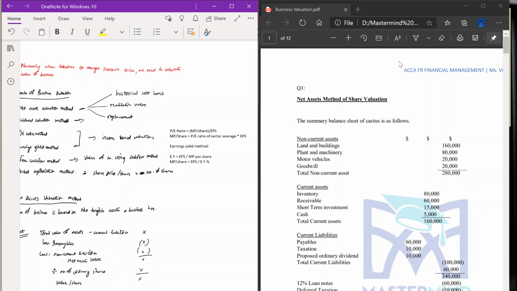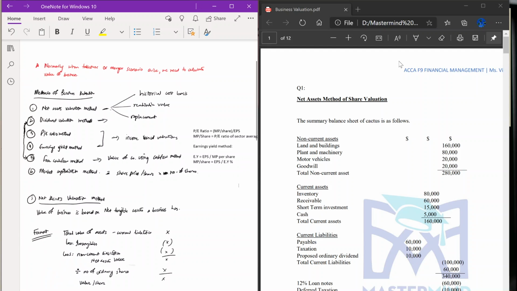But today we are doing the earnings yield method. Earnings yield method has a formula of EPS over market price per share, just the opposite of PE ratio. And in order to compute the market price per share, you need to calculate it using EPS over earnings yield percentage.